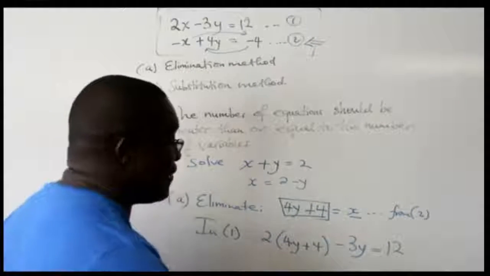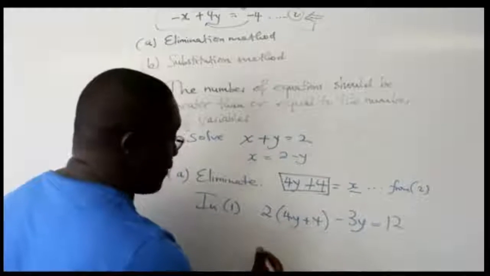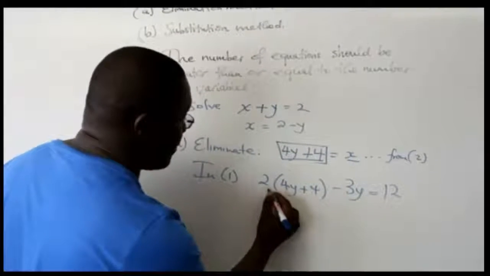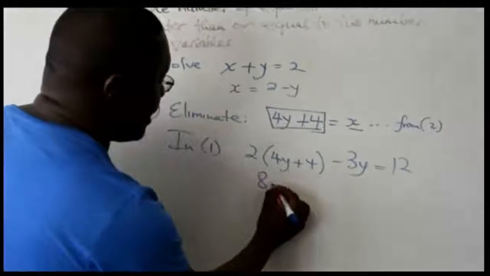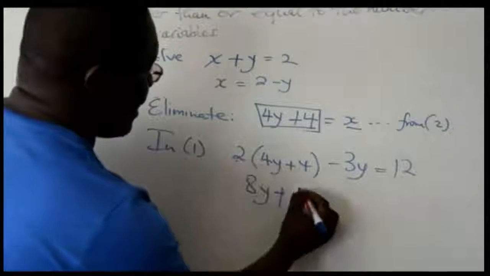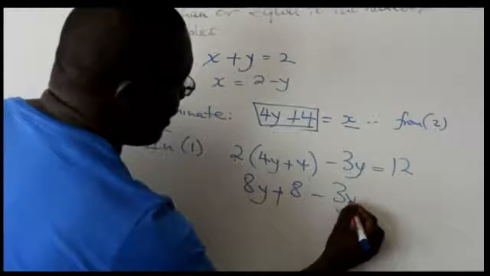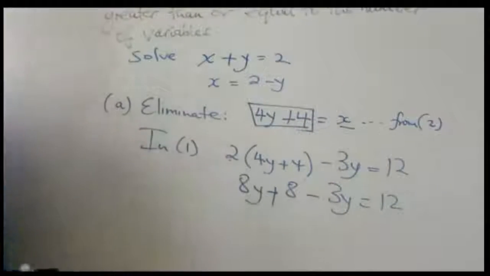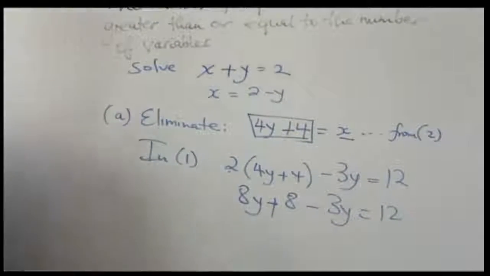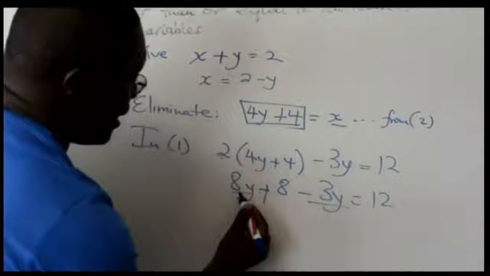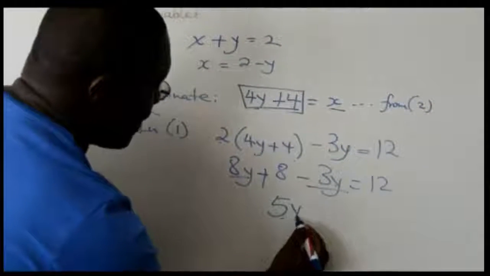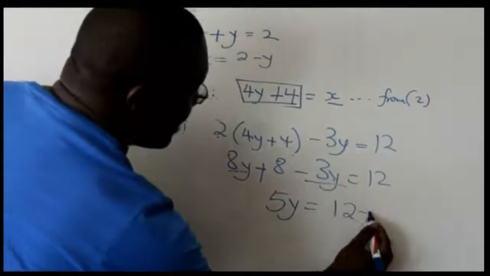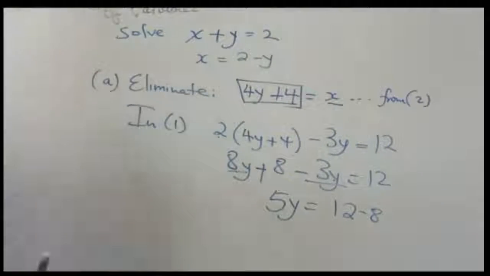Right, now that I have this, it's now a matter of simplifying, adding and subtracting like terms. So 2 times 4y would be 8y plus 8 minus 3y is equal to 12. So I've removed the brackets, then the like terms: 8y minus 3y will give me 5y, 12 minus 8 will give me 4, right?